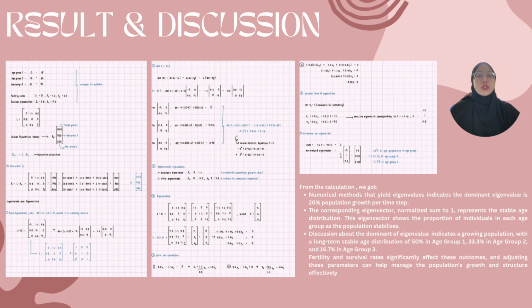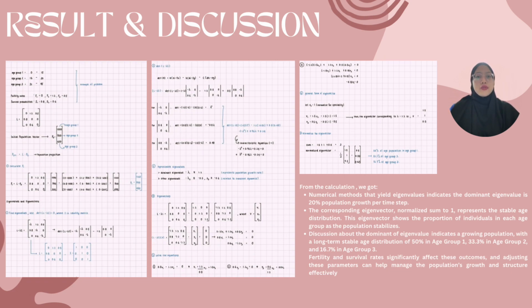And then we put it into the Leslie matrix and assume the initial projected population vector, which is for group 1 we have 1000, group 2 we have 800, and group 3 we have 600. Then we calculate P1, which is the population projection like in the calculation above, and then we calculate the eigenvalues and eigenvectors.